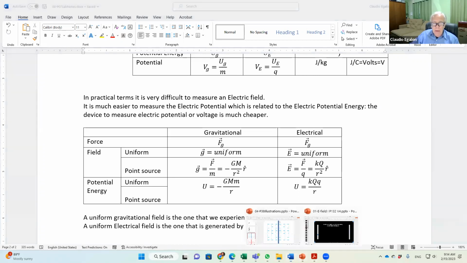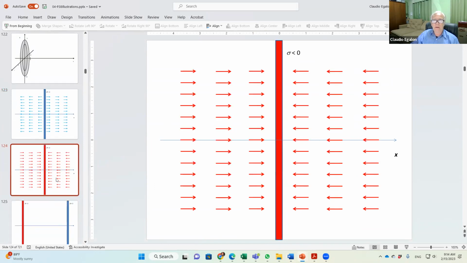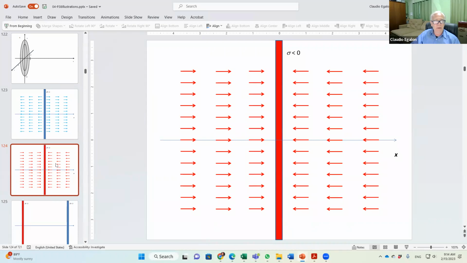In this illustration, again, the field is going to point to the right for a positively charged plate, and on the other side it is going to point to the left, but it's still going to be uniform. If the plate were negative, the field would be pointing towards the plate. For positive, the fields point away from the plate. Remember, positive charges, fields point away. Negative charges, fields point towards. Positive charges are sources of electric field. Negative charges are sinks of electric field.